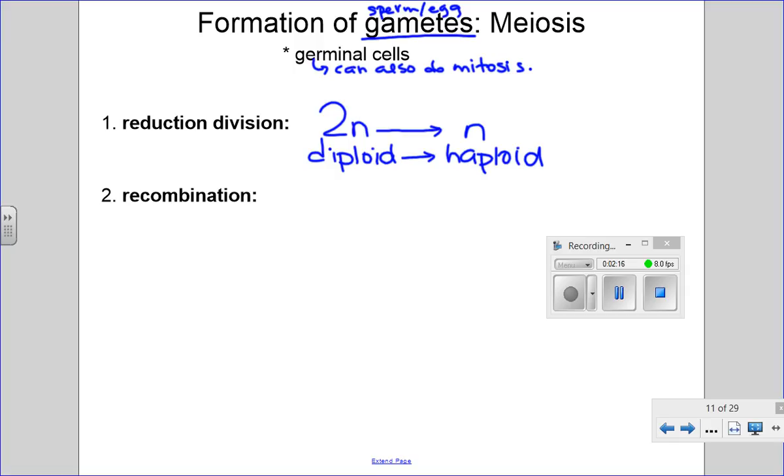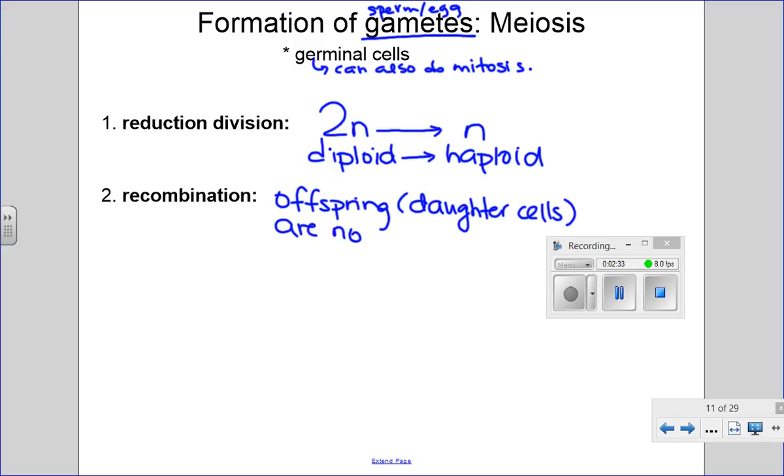The other thing that is true about meiosis is that it allows for recombination. The offspring, which come from the daughter cells, are not genetically identical. And they're not genetically identical to each other or to the parent cell that made them. So we have a different combination of DNA.